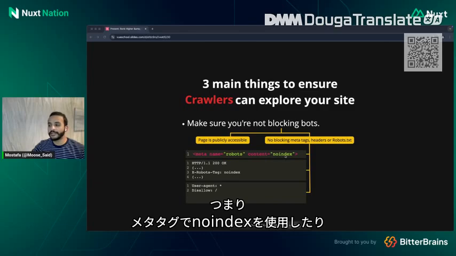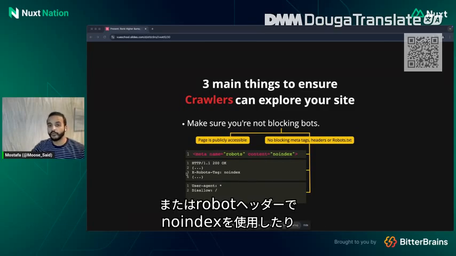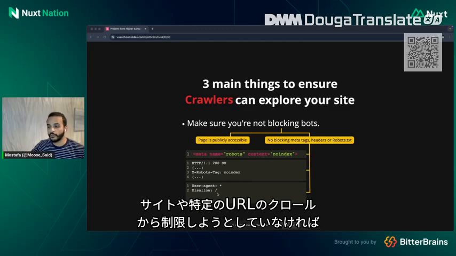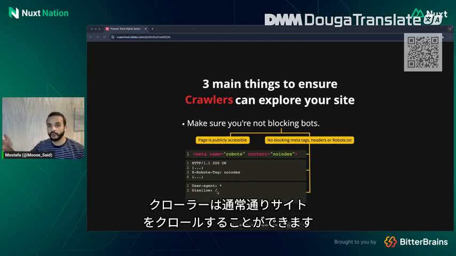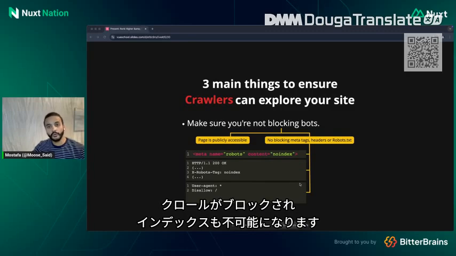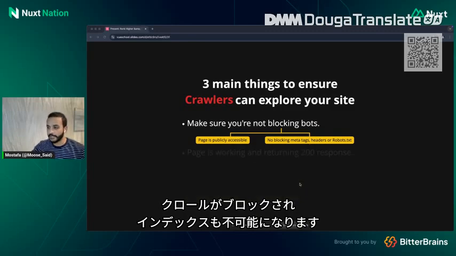So if you have noindex in the meta tag or noindex in the robots header, or at least you're not trying to disallow crawlers from crawling your site or specific URLs, then the crawler will be able to crawl your site normally. But if you have any of these, they will not be able to do so. They will be blocked from crawling it and even from indexing it.